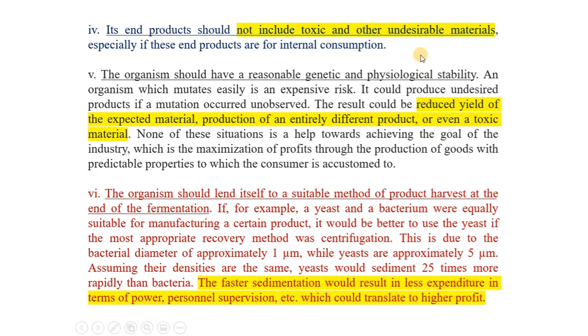If it is like that, maybe it is a big headache for the downstream processing. We can produce by upstream, but the downstream is a very difficult task. So the end product should be free from any toxic or undesirable materials. And the fifth one is the organism should have a reasonable genetic and physiological stability.